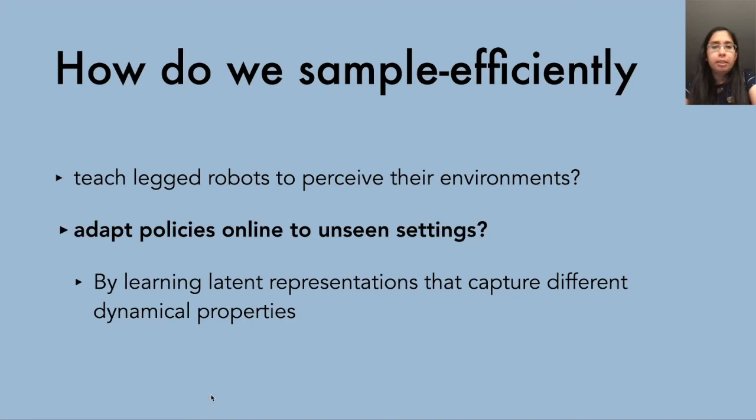So, in conclusion, this section of my talk was about how we adapt policies online to unseen settings. And we proposed an approach here in which we learned latent representations or latent action spaces, which could capture different dynamical properties. And by optimizing in this learned latent action space on hardware, we were able to adapt to unseen settings, including when two of the legs of our robot were actually damaged.